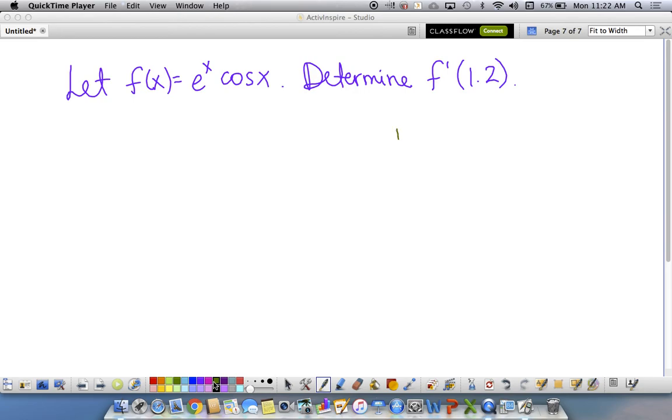So I'm going to go across. I'm always going to do this. I'm going to write my u and my v. So what is the u? E to the x. What is my second function? It's cosine x. What is the derivative of u? What's the derivative of e to the x? Simply e to the x. What's my derivative of v? What's the derivative of cosine? That's right, it is negative sine.